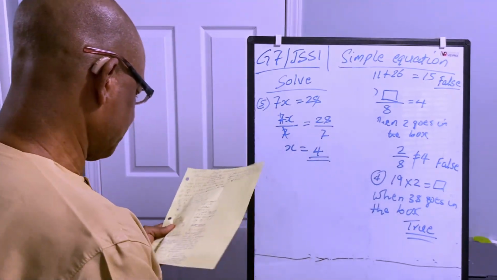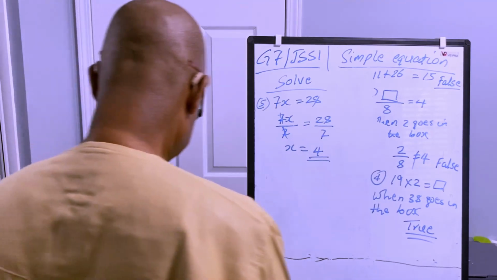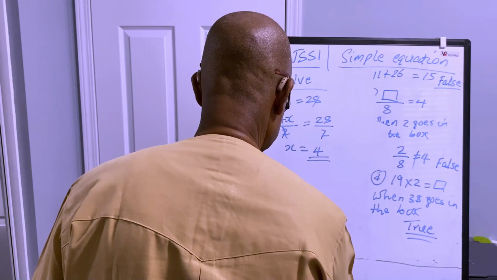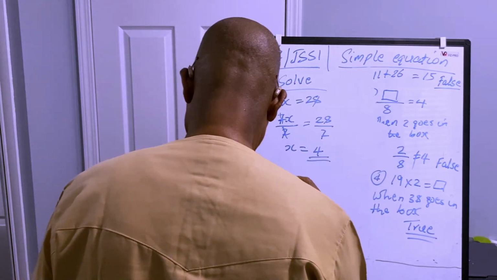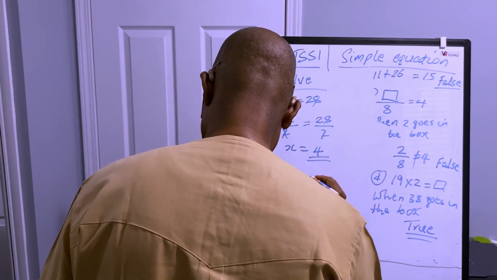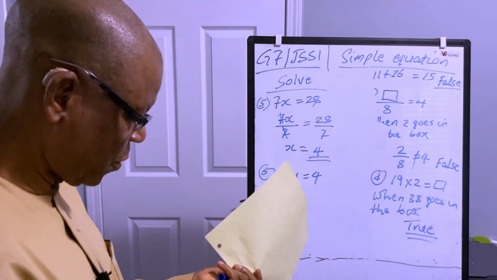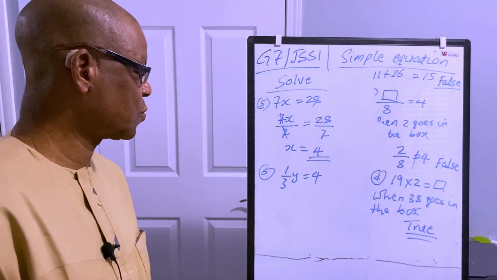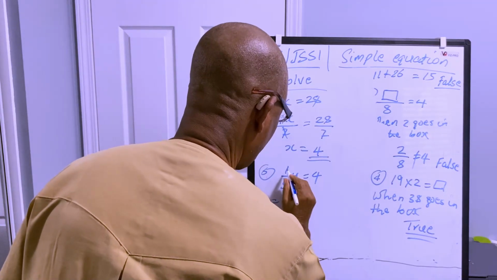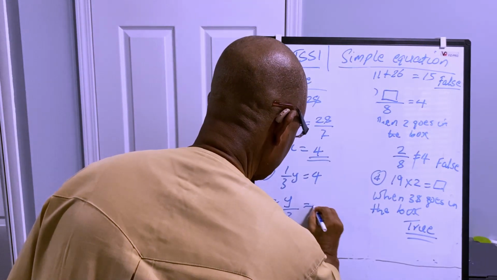More examples to this effect. Now, number 6, where we have 1 over 3y is equal to 4. 1 over 3y is the same thing as 1 times y, which is y over 3, equals 4.